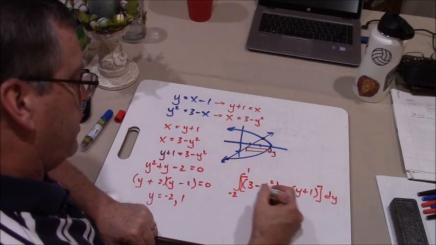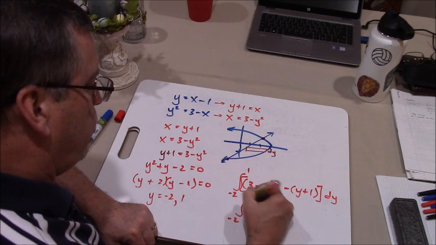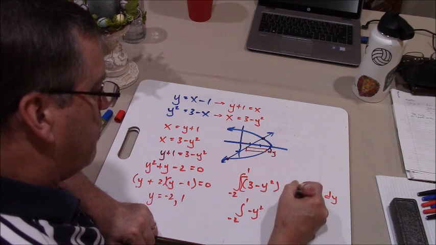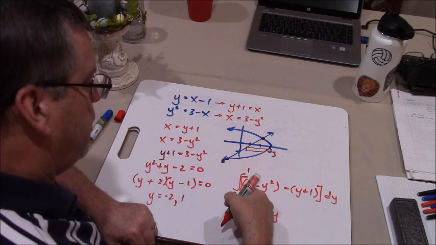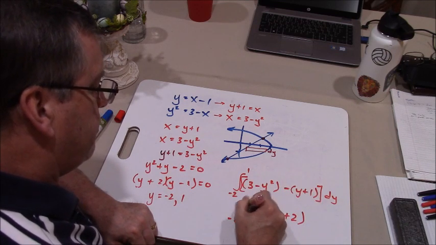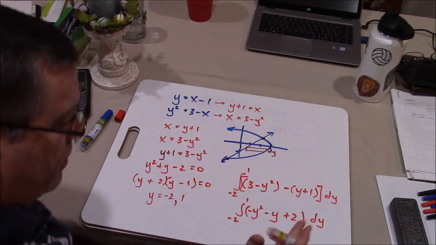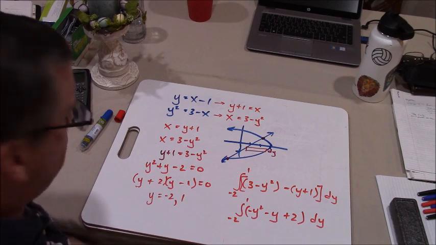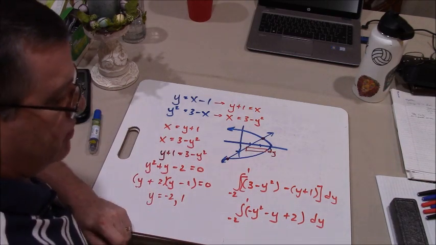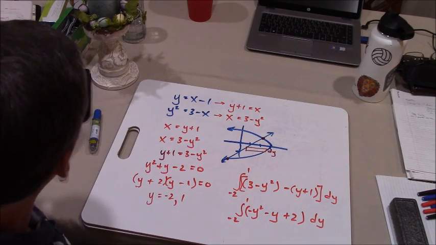And so I could go ahead and maybe clean it up a little bit. I could say I've got the integral from negative 2 to 1 of negative y squared minus y. Here I've got 3 minus 1, that would be 2. And then dy. And so now that integral, this is one we could solve on our own. We don't need a calculator. But like I said, in this chapter, I'm going to let you guys solve everything with the graphing calculator.